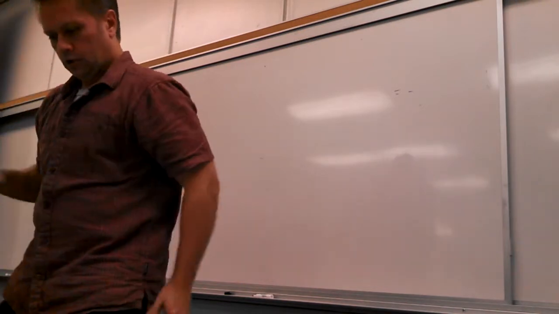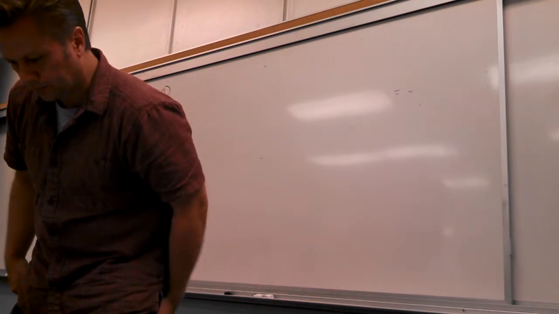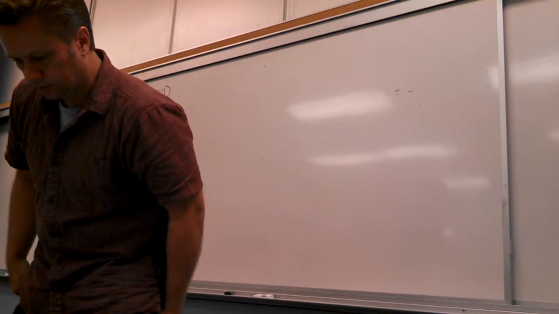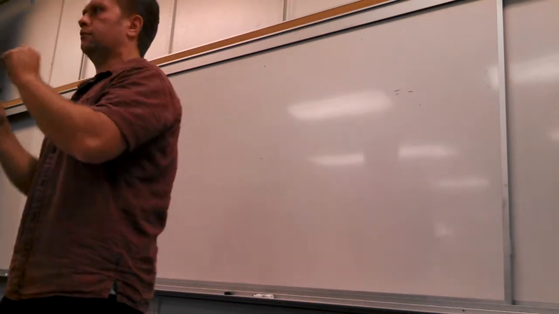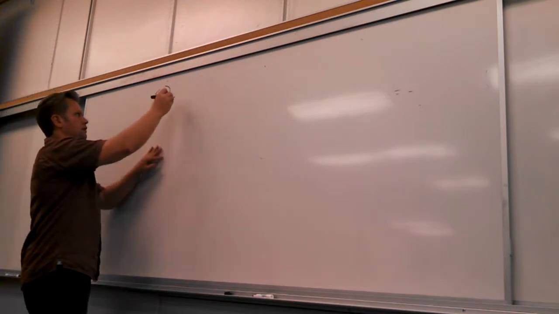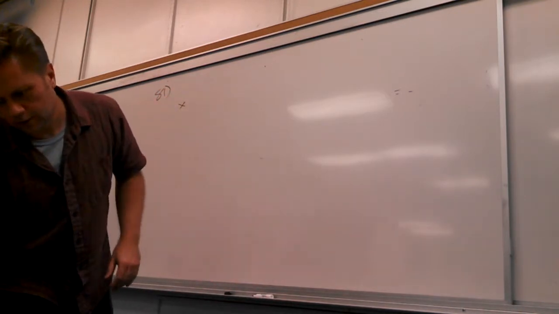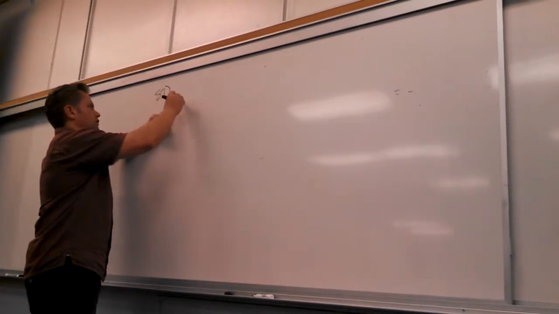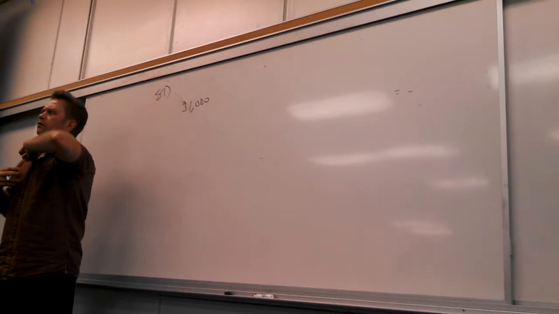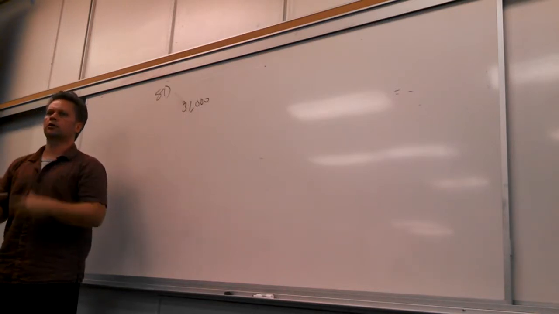So this one says, if your salary were to increase at a rate of 6% per year, find your salary. I love this problem because there's some algebra hidden in it. Your original salary is $31,000. I'm making $31,000. How do I find out how much I'm making the next year if it increases by 6% per year?